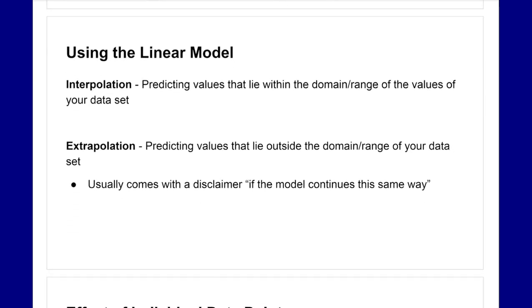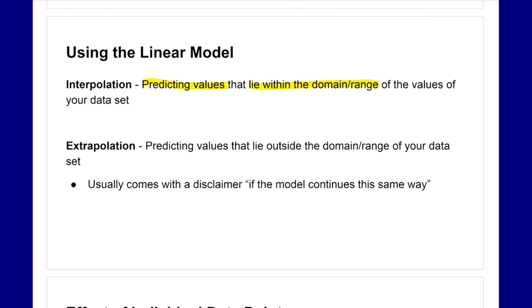So what can we do with this linear model? We now know how to come up with one. We know how to analyze the statistics that come with a line of best fit, the R squared, the R value, and how they tell us about the relationship. So what else can we use our linear regression, that line of best fit, for? Well, we can use it to interpolate. Interpolate means to predict values that lie within the domain and range that we have, so we're predicting values inside the data that we have.